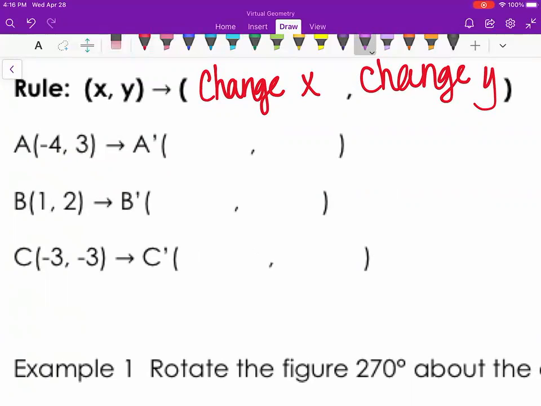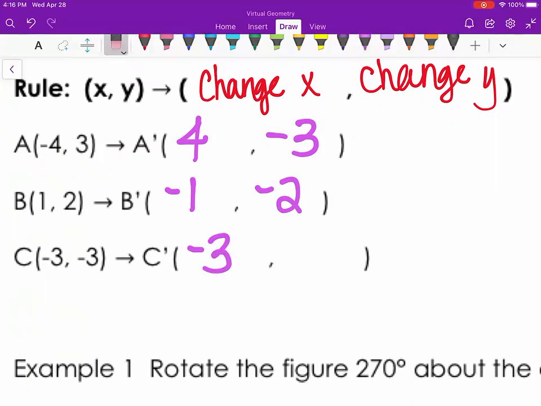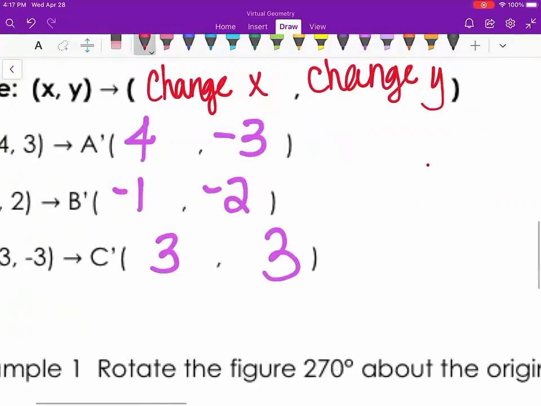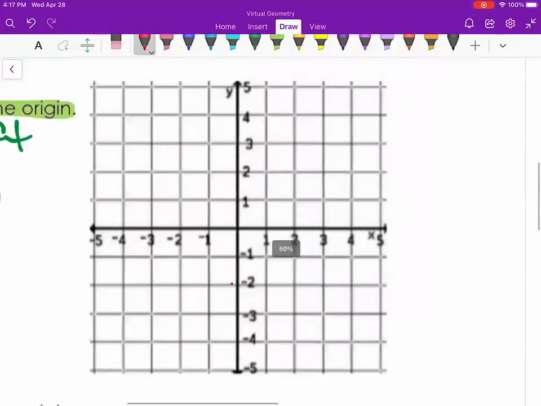All right, so I have (-4, 3). So again, change the X, put that first. Change the Y, put it last. So sign change for both. Let's do B prime. So (1, 2), change the X, it's first, so -1. Change the Y, put it last, -2. And the last one, C prime, change the X, so +3, put it first. Change the Y, so +3, and put it last. Let's graph these out. So let's get your original. (-4, 3) is my A.